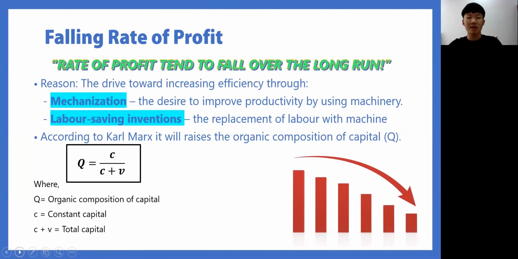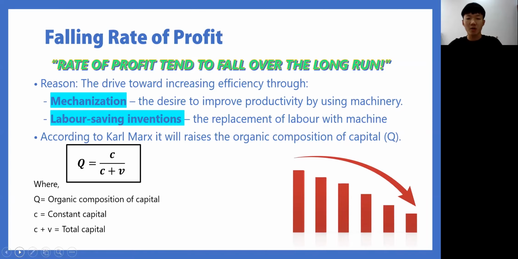What is the reason that caused the falling rate of profit? It is because of the drive toward increased efficiency through mechanization and labor-saving inventions. Mechanization is the desire to improve productivity by using machinery, and labor-saving invention is by replacing labor with machines. According to Karl Marx, it will raise the organic composition of capital.